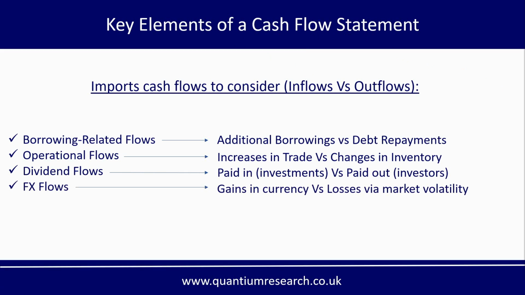You've got gains in currency. So let's say you're a business that sells your product in dollars and you do your accounting in pounds. You're listed on an exchange in the UK. You're reliant on the appreciation in the pound against the dollar to give you more gains in your currency, which classes as an inflow on the cash flow statement. And you can also have losses, though, on the other side as a result of market volatility.